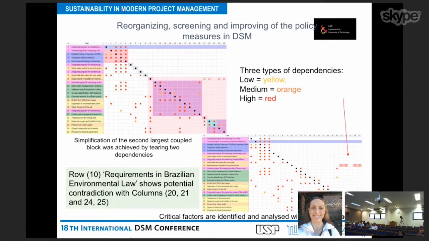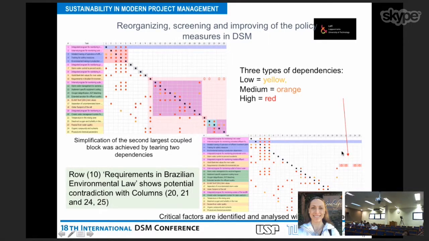They show potential contradiction because column 20 says that we have to create a water management system for clean used processed water. The next is, what is the temperature in the mixing zone? And 24 and 25 are, all organic compounds and nutrients should be measured and meet the environmental Brazilian law criteria, as well as physical and chemical parameters which are relevant to this point.